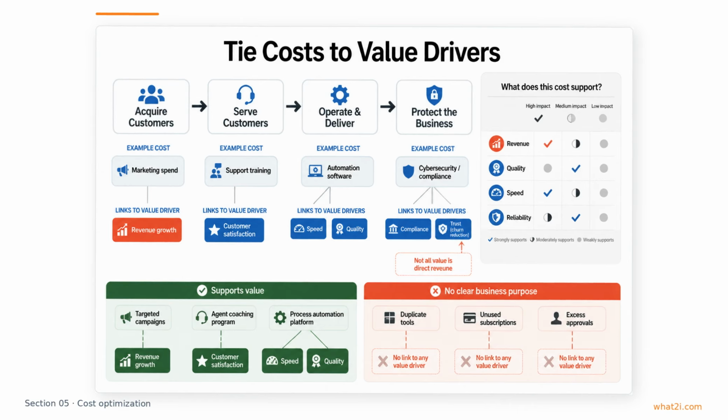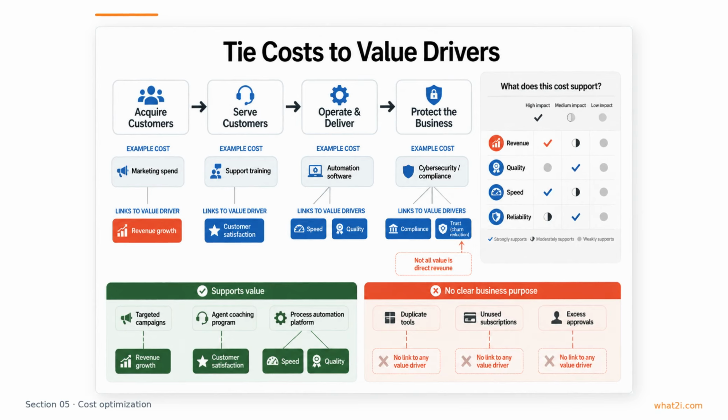Then link each cost to a value driver like revenue growth, quality, speed, reliability, retention, or compliance. Some spending directly drives sales, while other spending protects the business from failure or loss. Once those links are visible, it becomes easier to question costs with no clear purpose. Optimization gets much better when you ask not just what a cost is, but what it is there to do.